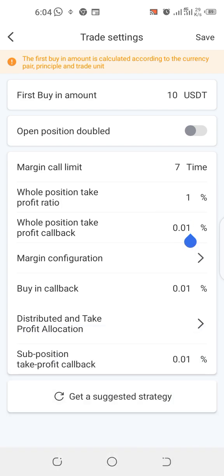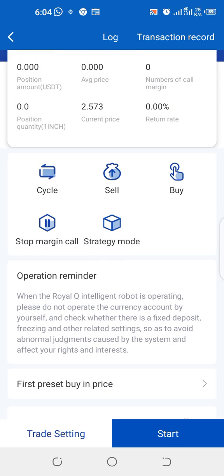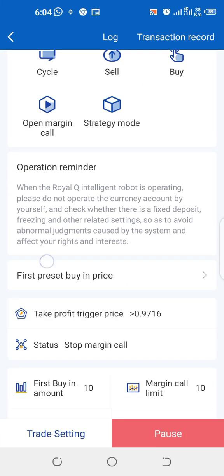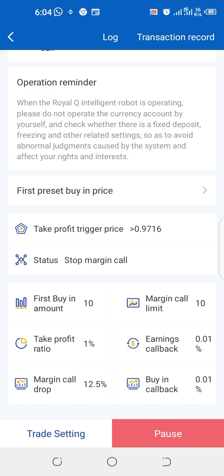The whole position take profit callback. That means usually, if you check here, let me check one of the coins I'm currently trading. You'll see that the take profit trigger price is greater than 0.9716, not exactly 0.9716. So it won't sell at exactly 0.9716, because the robot does not create limit orders where once the price hits the target, it sells on Binance. No, the robot watches. Once it hits 0.9716, it allows it to keep going, but it places an order to sell once the price starts dropping back.